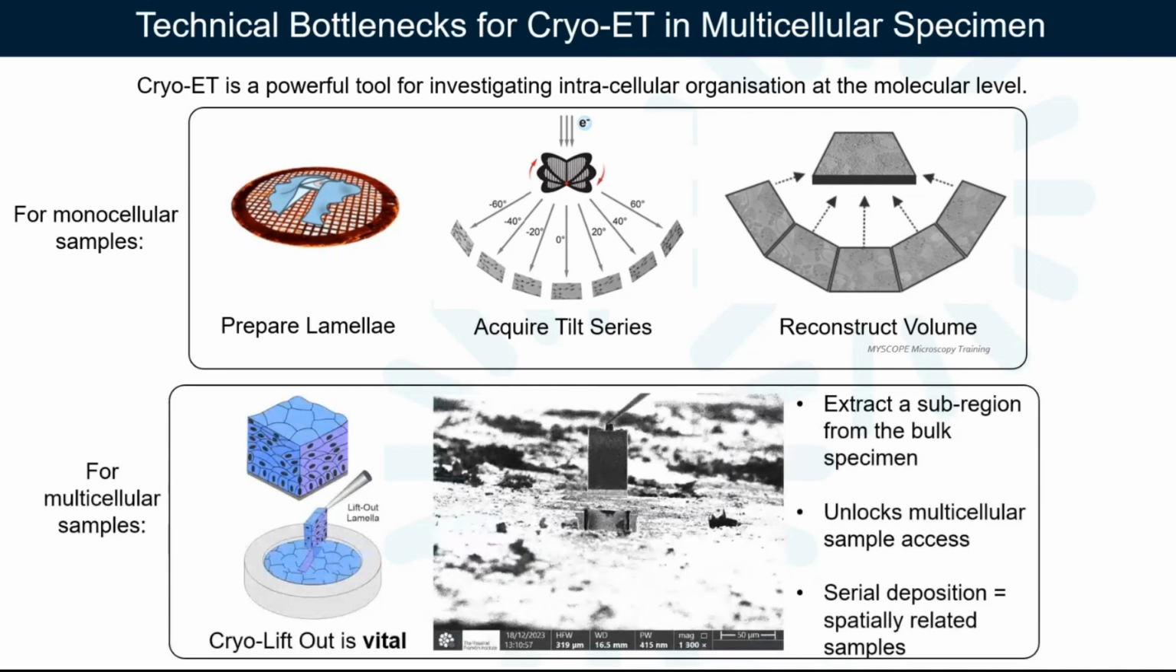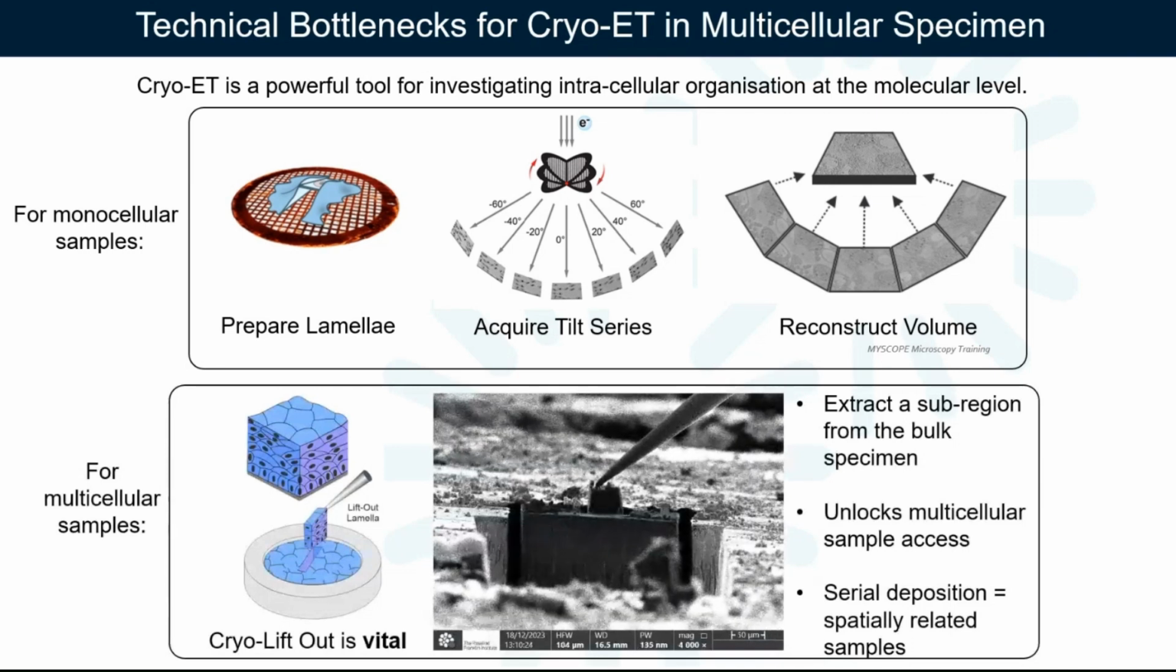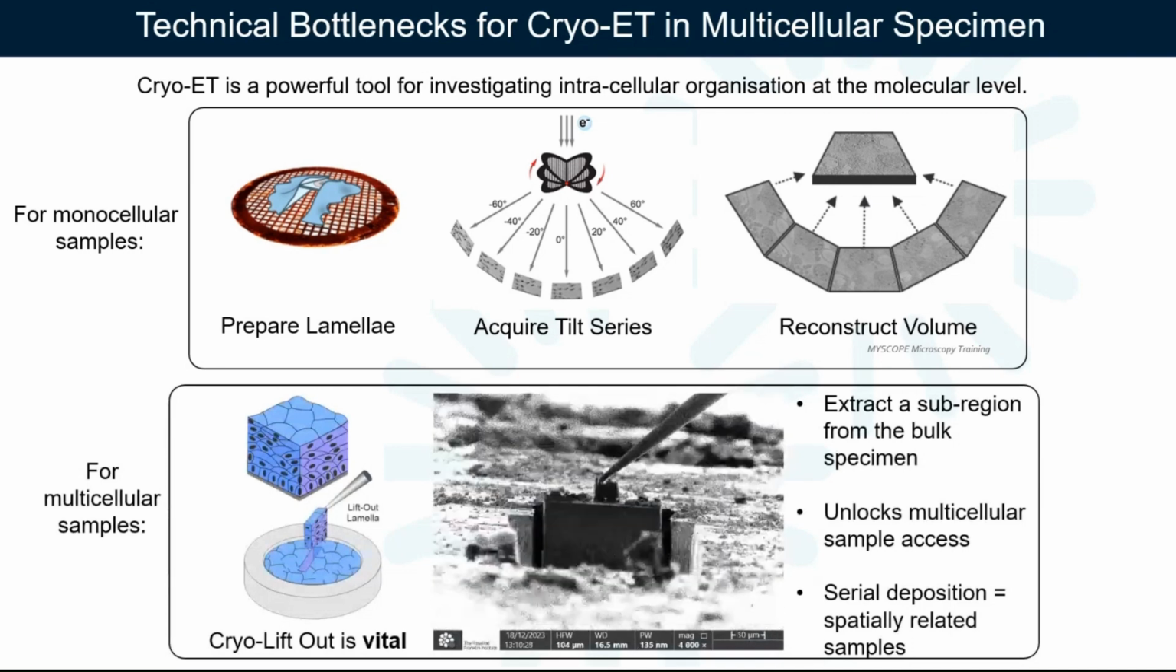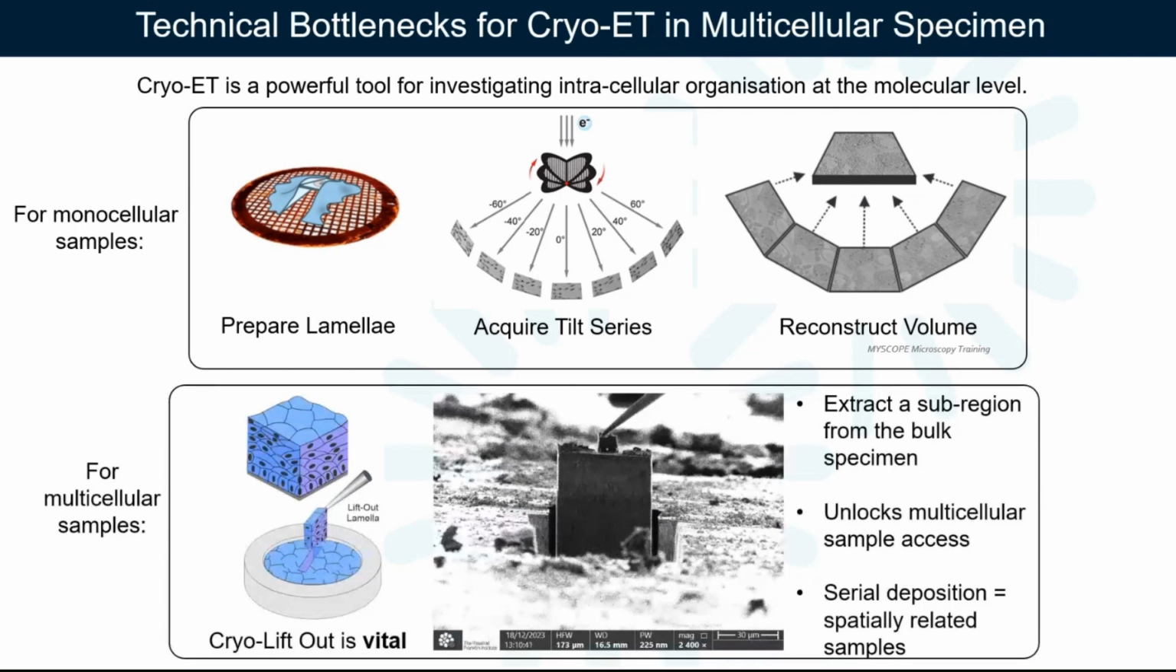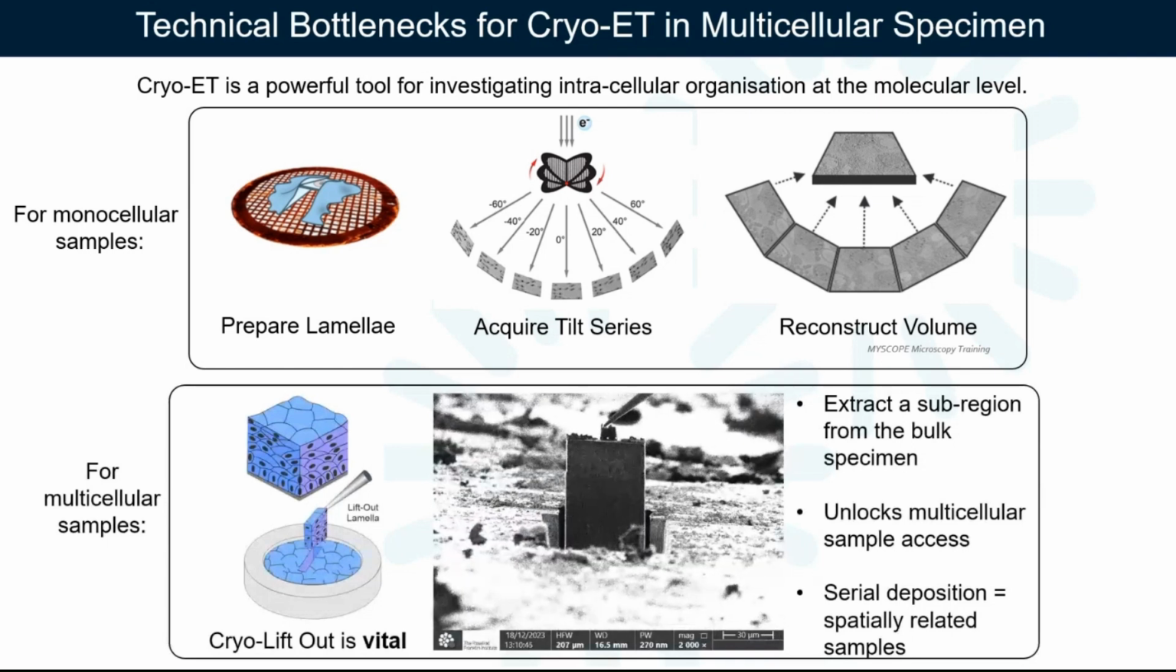This unlocks these new, more complex multicellular samples, and then you serially deposit them for spatially related samples in Z. So your lamellae will come from a certain area of tissue, and they will all be related spatially.